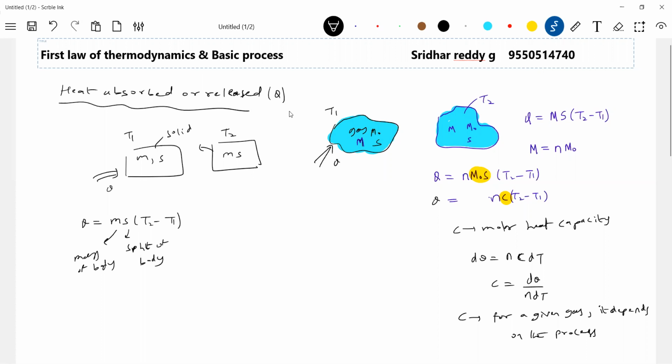For the time being, what is the convention? Q will be positive when it is absorbed by the gas. Q will be negative when it is rejected by the gas.